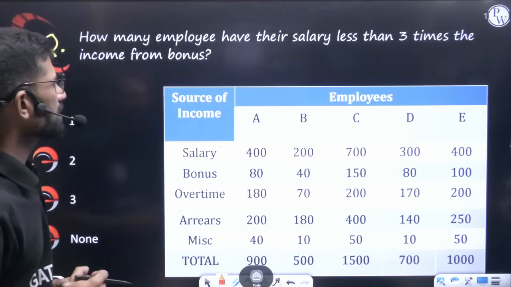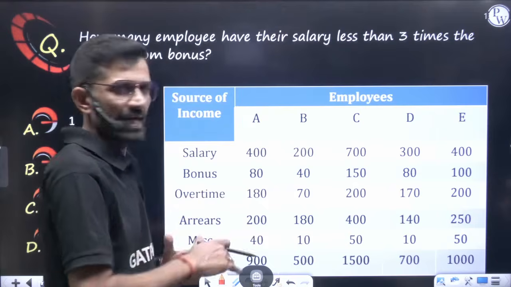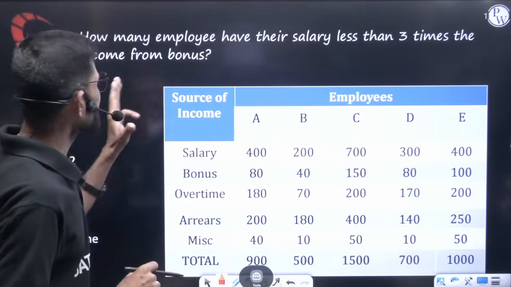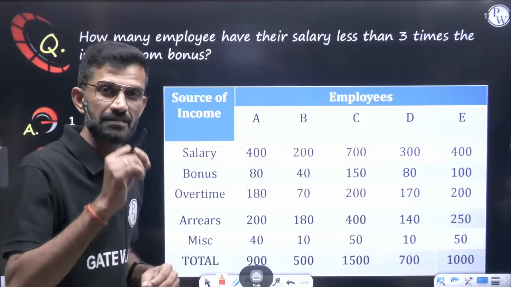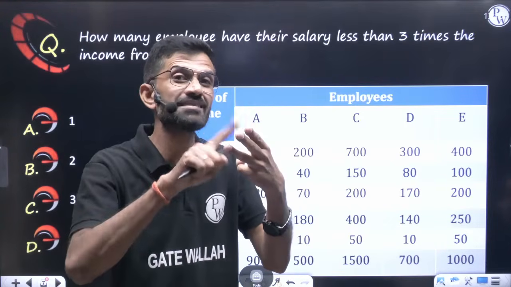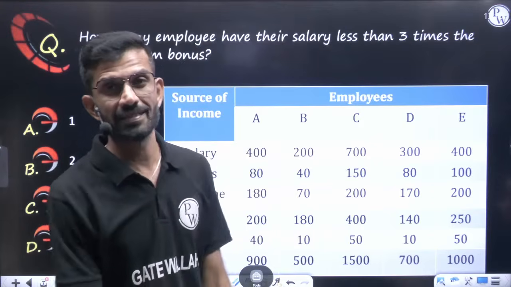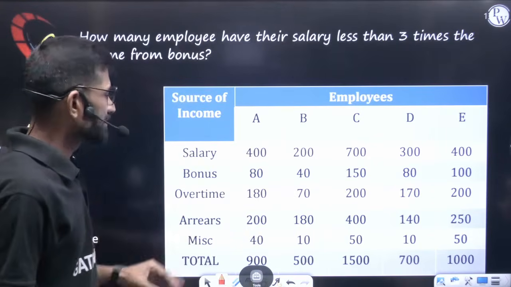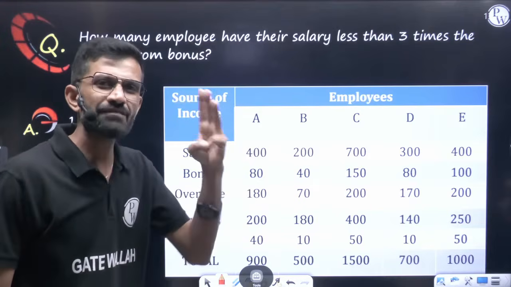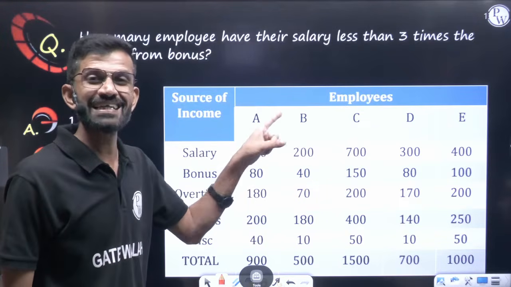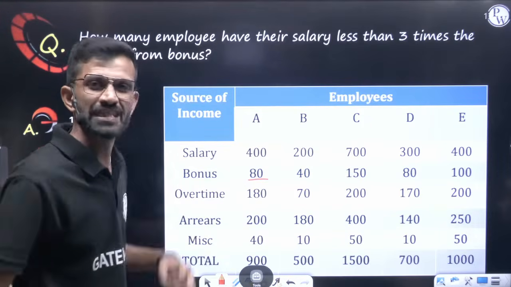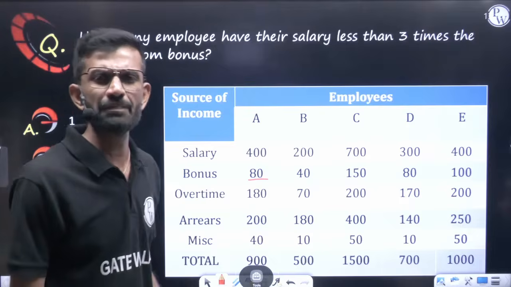How many employees have their salary less than 3 times the income from bonus? Means if their bonus we triple, their salary should be less than that 3 times the bonus. That is what they are asking. So very simple. For every employee we'll triple the bonus and compare which employee is getting a salary less than the 3 times. So if you multiply 80 into 3, it will become 240.